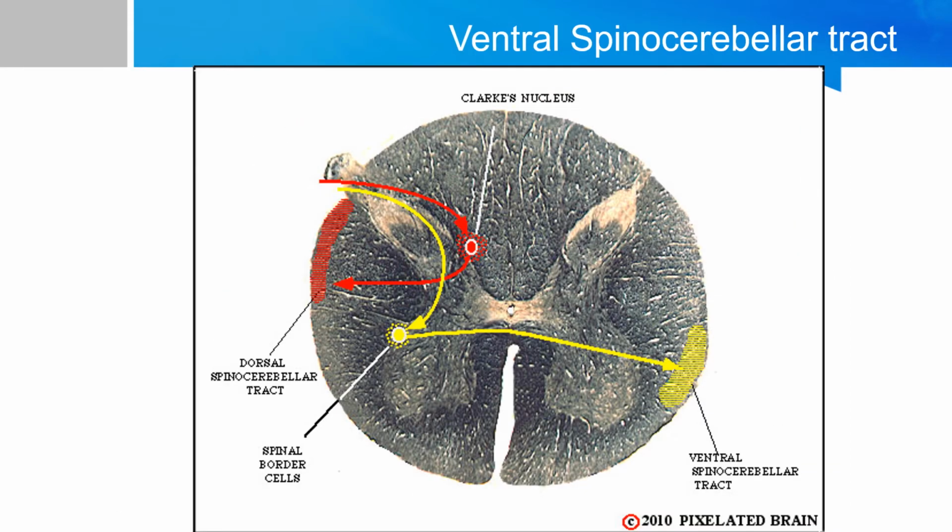In terms of the ventral spinocerebellar tracts, proprioceptive information from joints and Golgi tendons goes to the dorsal root ganglia and then enters the dorsal horn, and instead of synapsing on the Clarke's nucleus, it instead synapses on the spinal border cells in the anterior and intermediate horns of the spinal cord. And the tract then crosses the midline within the spinal cord in the anterior white commissure to the contralateral side into the ventral spinocerebellar tracts.